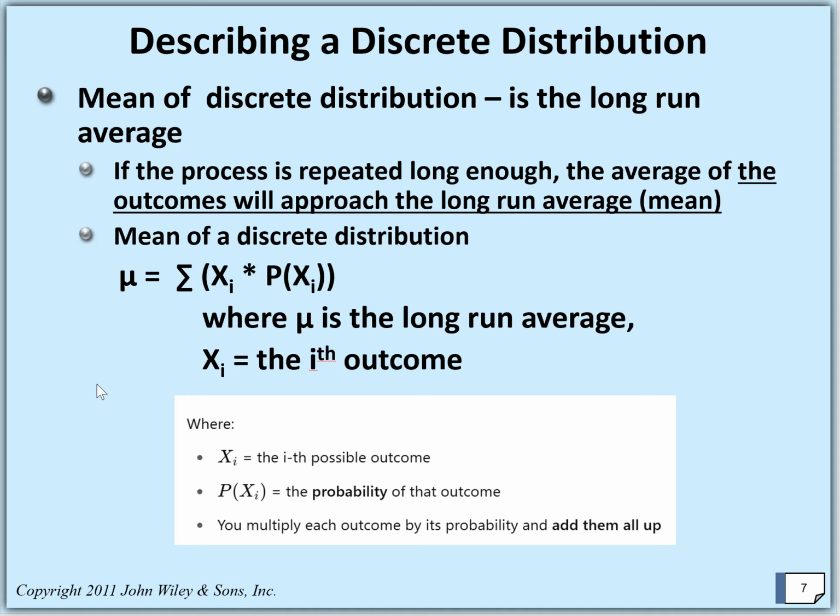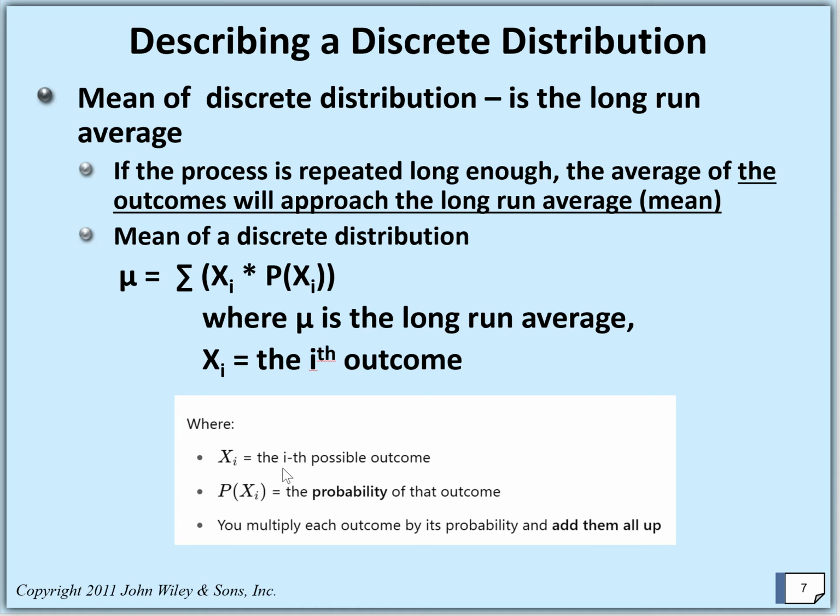So one of them is the mean. Mean, in simple terms, it's the average. 5 students get some grades in a test. Somebody asks you, what is the average score of the class? You add their grades together and divide by 5, and that is the mean. So that's simple mean. There's nothing fancy about it. So mean of a discrete distribution is the long run average. So if the process is repeated long enough, the average of the outcomes will approach the long run average mean, which means just multiply each value with its probability.